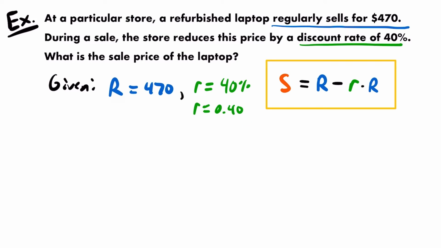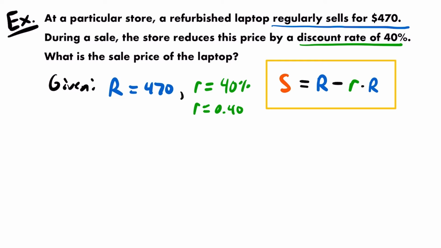But what we want to find is the sale price, right? We want to know what is the sale price of the laptop, and that would be represented by S in this equation. So let's set up this equation using the values that we've been given, and then we should be able to solve for the sale price S. Or really, in this case, there's no solving that we have to do because S is already isolated here, right? The sale price is equal to the regular price minus the discount rate times the regular price. So really all we'll have to do here is a little bit of math.